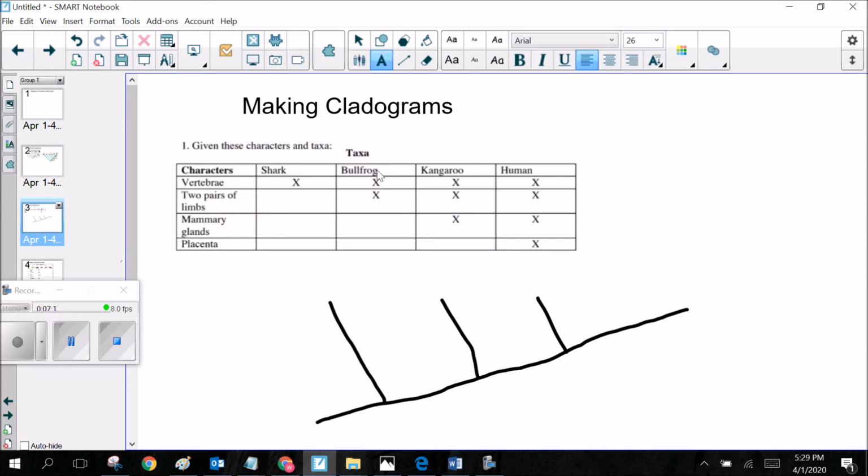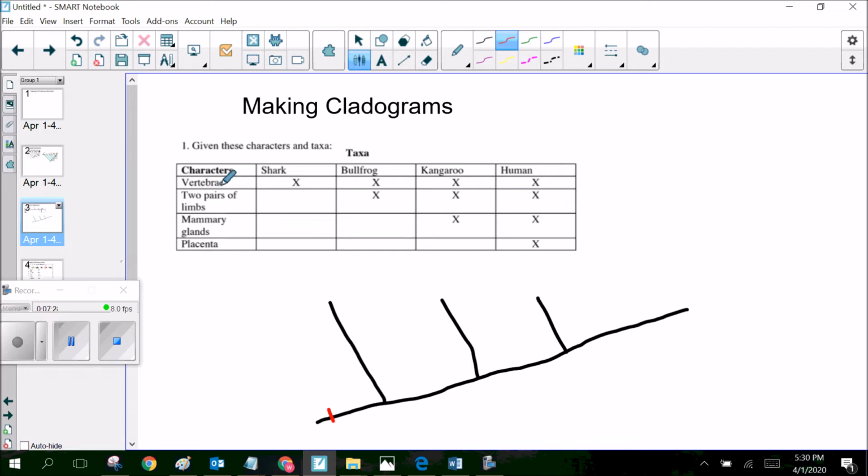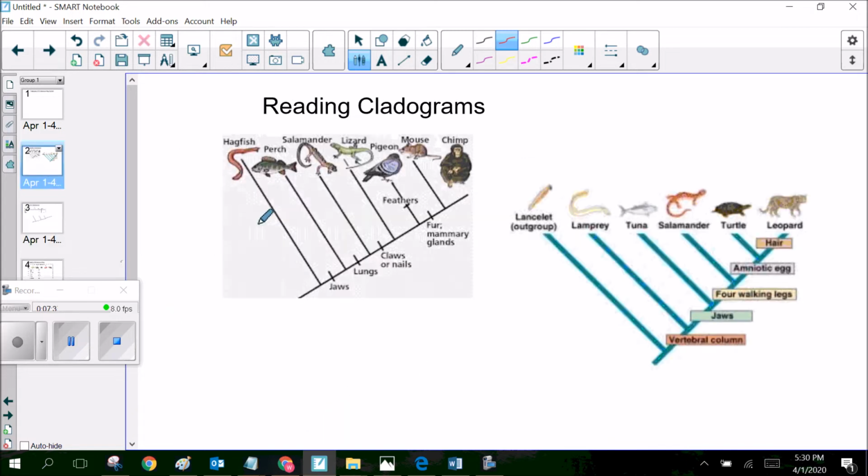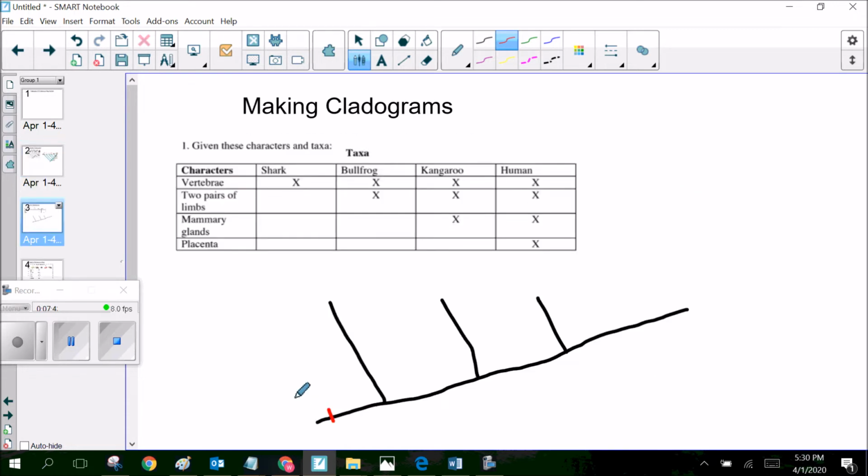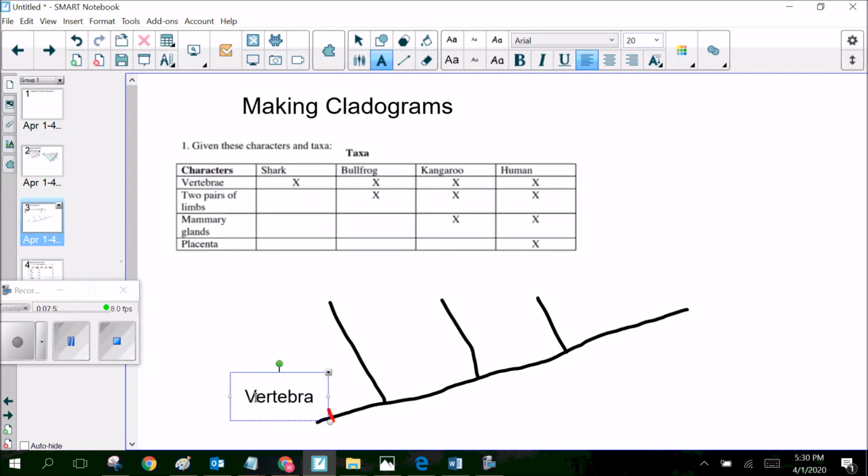So then what I need to figure out is which one is my outgroup. Sorry, hang on. First I need to put my traits on. So the first trait I'm going to put on is shared by everybody. I'm going to put it to the left of everybody else because remember, for a trait to be had, it has to be to the right of when that trait evolved, right? So if we have a vertebrae, everything to the right of that will have the vertebrae. So I'm going to go ahead and put my vertebrae down here. I'm going to type that in smaller down here. So this is my vertebrae, or my backbone. Okay, and that evolved here at this line. So everything to the right has that.